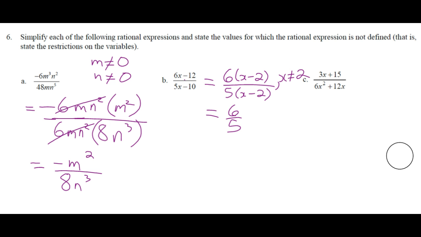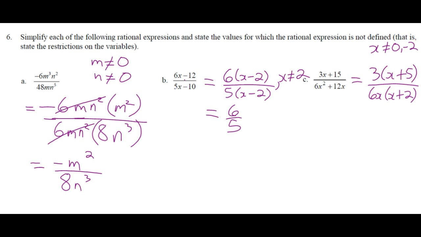Okay, factor. Alright, so I think this one's easy to factor. And this is not going to have an x plus 5. I can kind of see that, right? So what do we get? 6x. What are the restrictions? Okay, now you can have a 0, right? 0 and negative 2. And what's your answer?